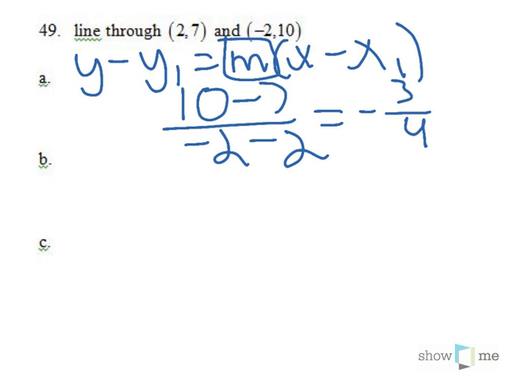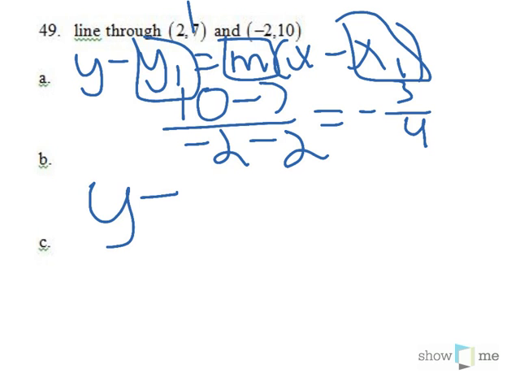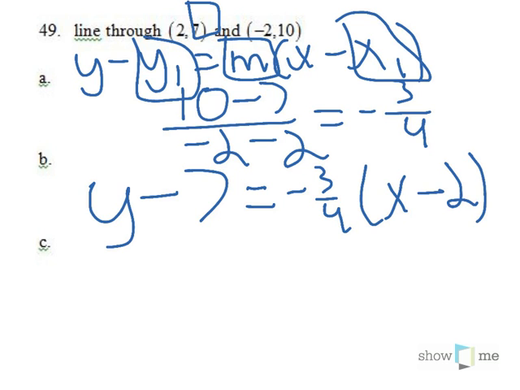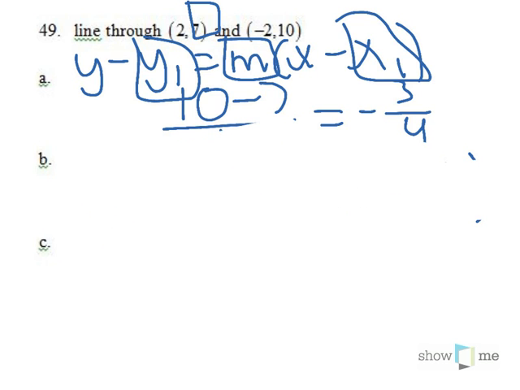Okay, now that we have the value for the slope, we can just substitute in one of these points for the x1 and y1 values. So we'd have y minus 7, because it's the y value, equals negative 3/4, the slope, times x minus 2. And that is the point-slope form. So now we can move on to part B, which is finding it in slope-intercept form.